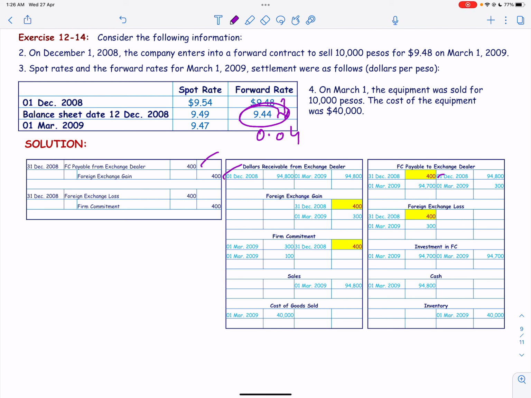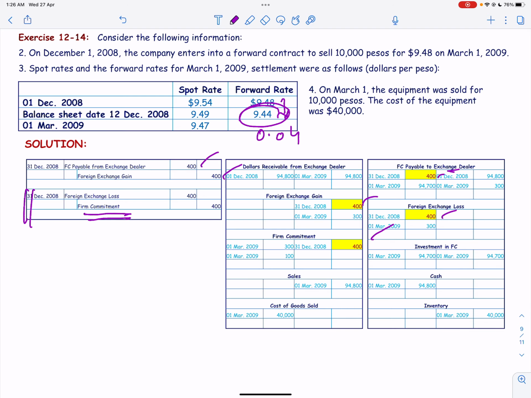Also note that a fair value hedge is an effective hedge. So when the hedge goes up, the item being hedged goes down, or when the hedge goes down, the item being hedged goes up. They work in opposite directions. So the gain here is to be offset with a loss, and this loss is the firm commitment. Since the commitment is not recorded yet on the books, a liability is created called firm commitment. Foreign exchange loss is debited and firm commitment is credited, and that's how we show it in the T account.